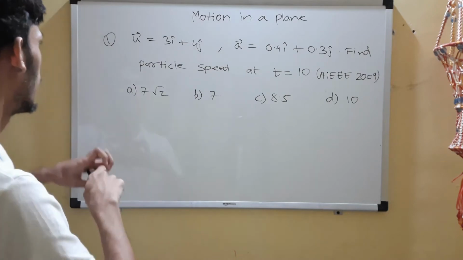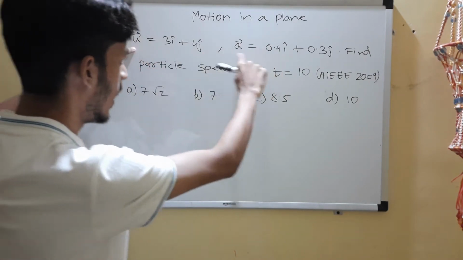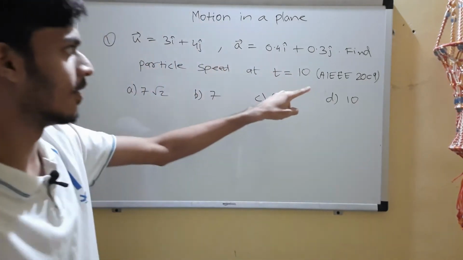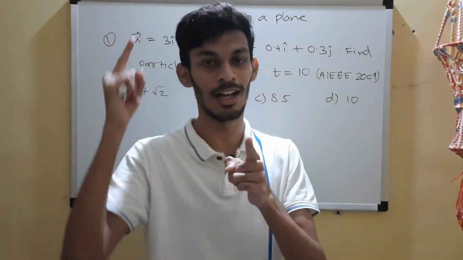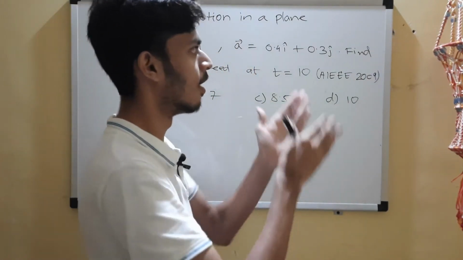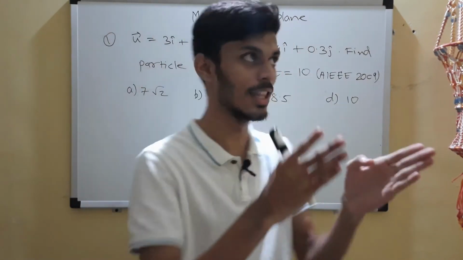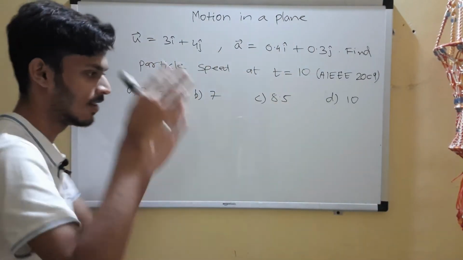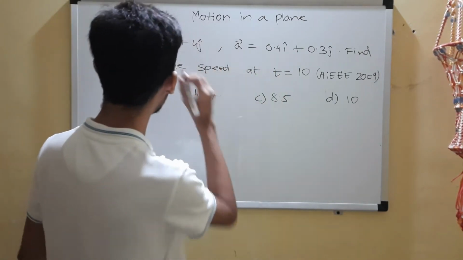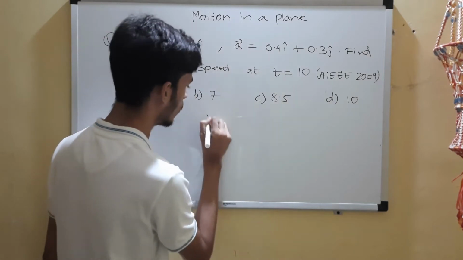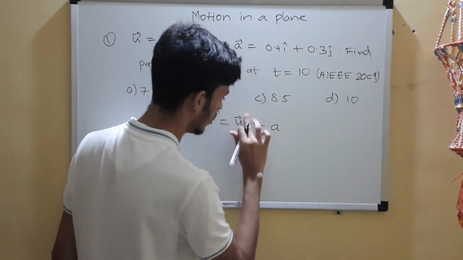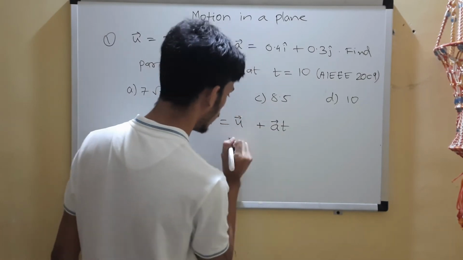So what is asked? You are given u, initial velocity, acceleration is given, find the particle speed at t equals 10. So u is given, a is given, t is given, but they have asked for speed. Speed is a scalar, right? A magnitude, a value. So first we'll find the final velocity at t equals 10 seconds, and then we'll find the magnitude. The magnitude of velocity will be the speed. So we have u, we have a, we have t. So we'll use v is equal to u plus at, vectorially.